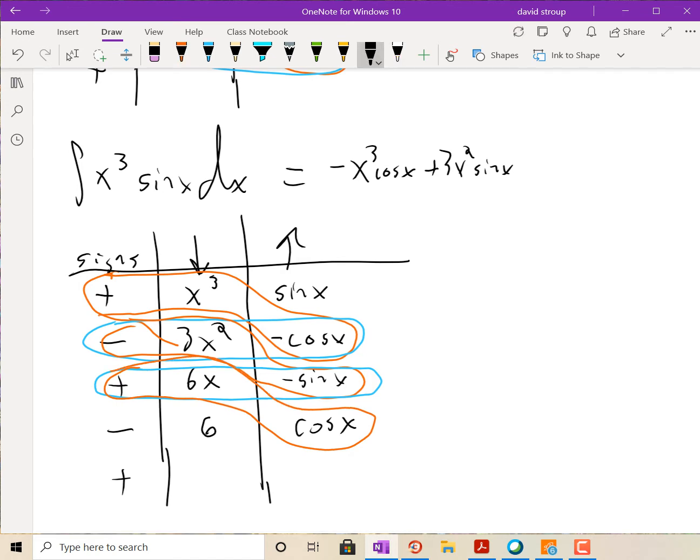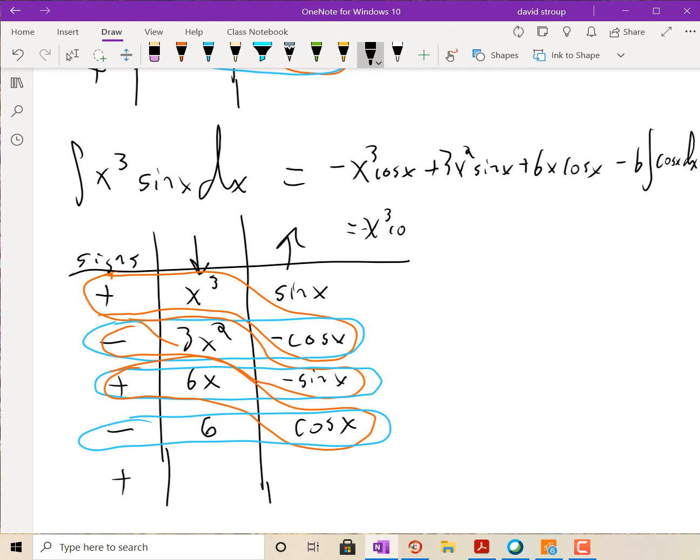So I have, in that case, plus. It seems like the sign should be alternating, but there was that negative negative in there, so maybe that screws it up. So plus 6x cosine x, and then I ask myself if I can integrate this row. I guess I can. So I'll have minus 6 integral of cosine x dx, and then I can hopefully integrate that. So negative x cubed cosine x plus 3x squared sine x plus 6x cosine x minus 6 sine x, and then plus your integration constant.